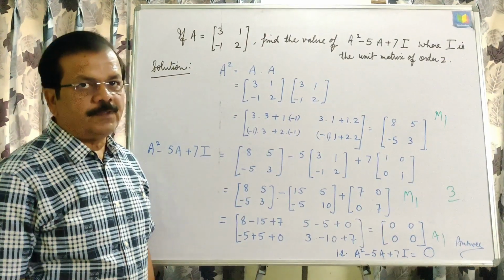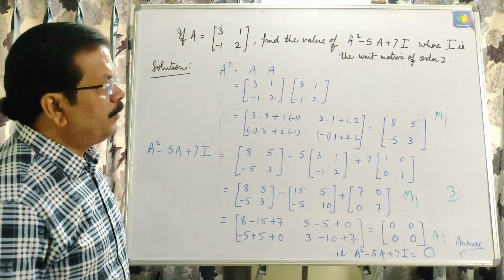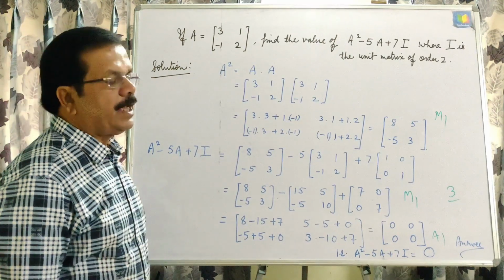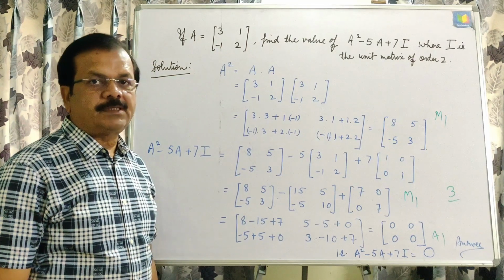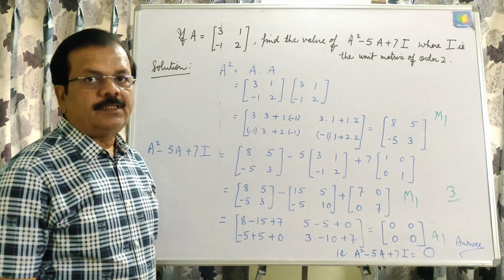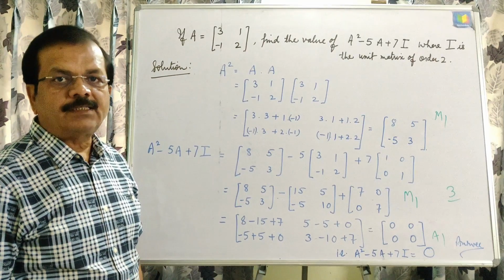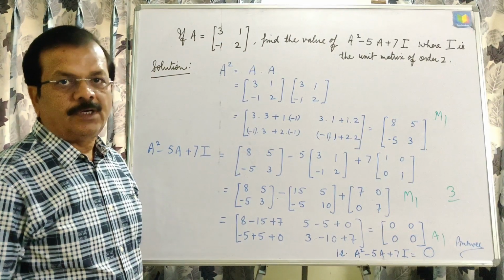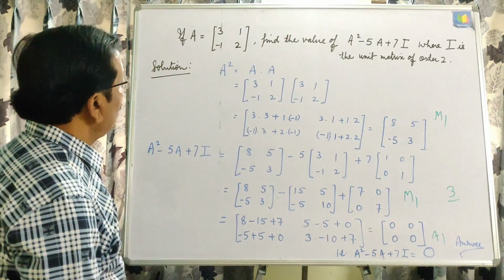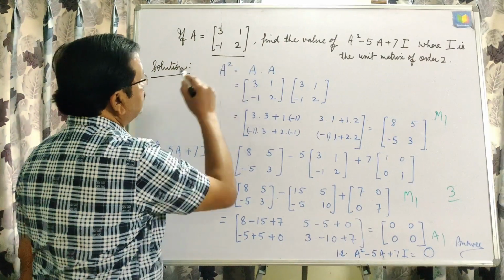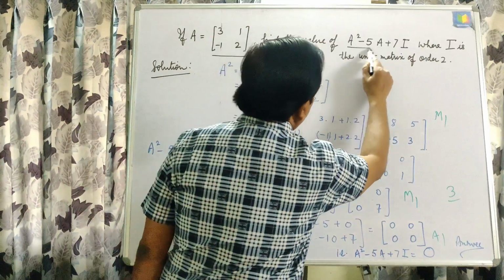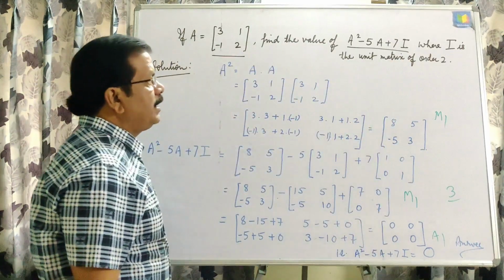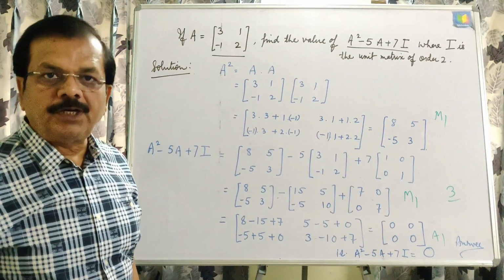With the help of these questions, we are studying all possible types of questions that can be asked in board examination and which cover the entire syllabus of ICSE class 10 also. Now taking next type of question, if the matrix A is 3 1 minus 1 2, find the value of A square minus 5A plus 7I, where I is the unit matrix.